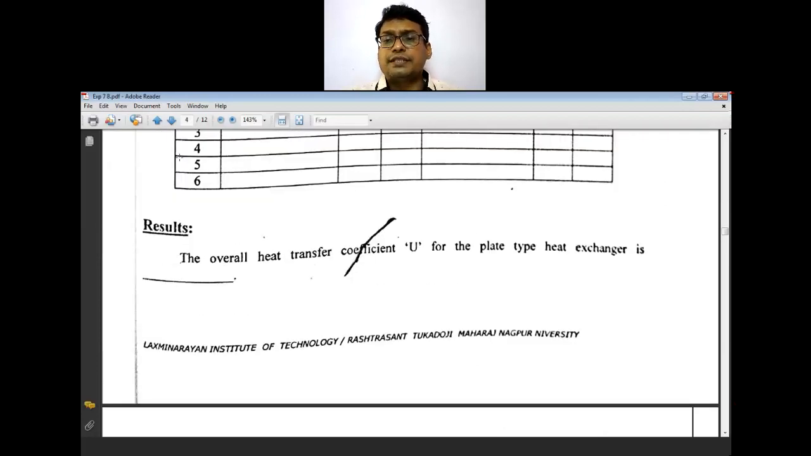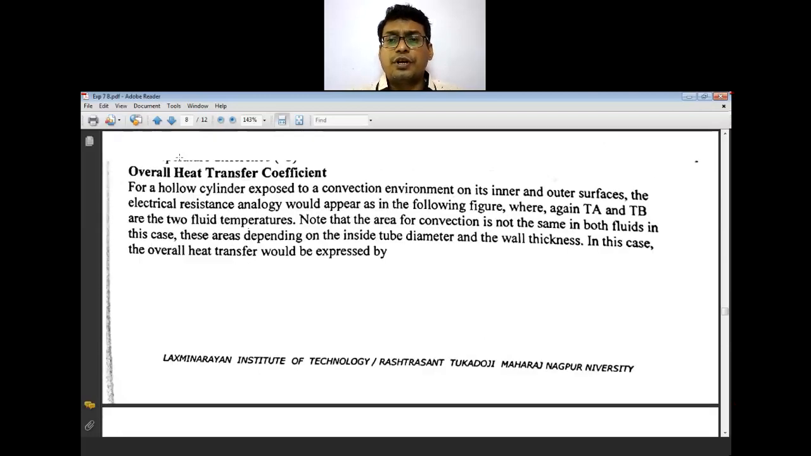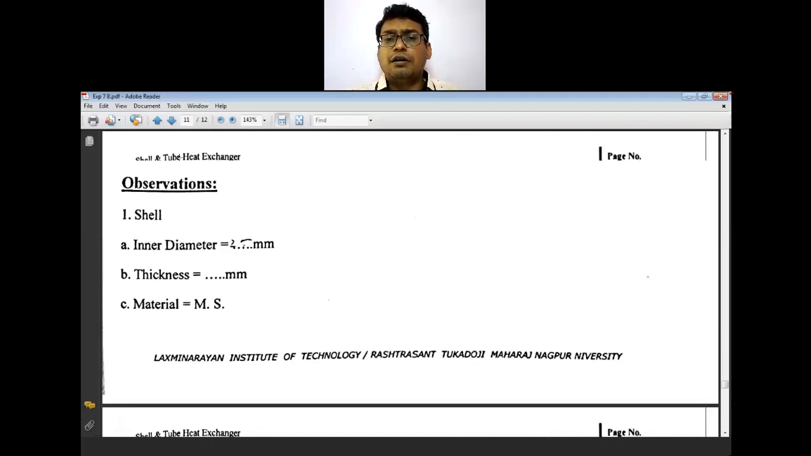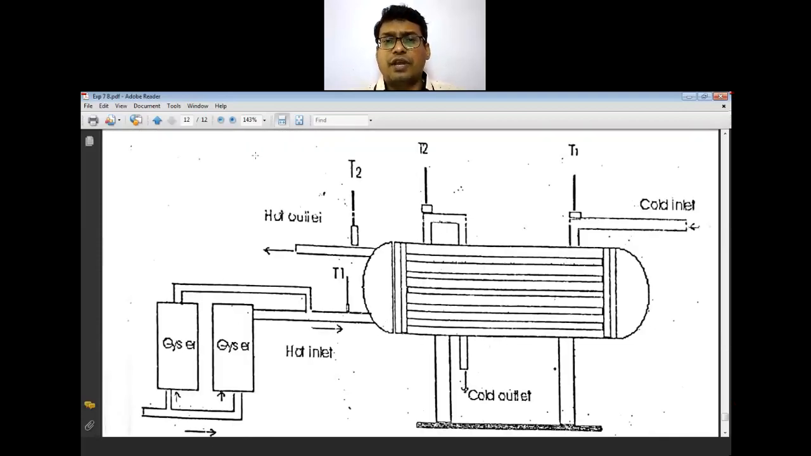Now coming to the next experiment, that is the shell and tube heat exchanger. The shell and tube heat exchanger is a small apparatus which is available in our laboratory. Two geysers are provided to increase the hot water temperature. These are our household geysers that work to supply the hot water.